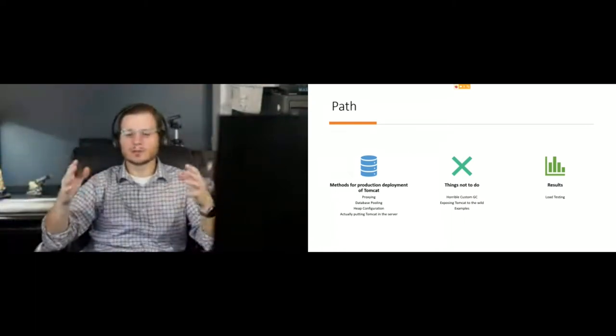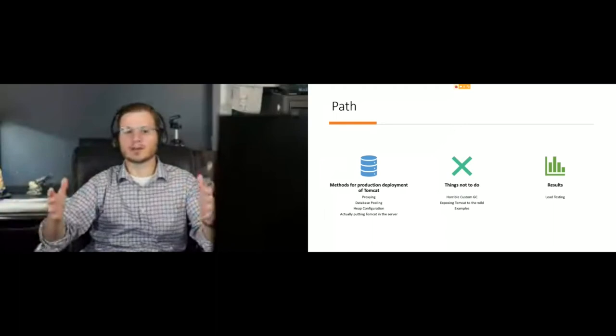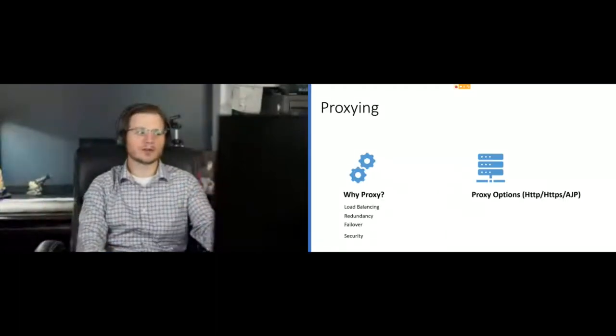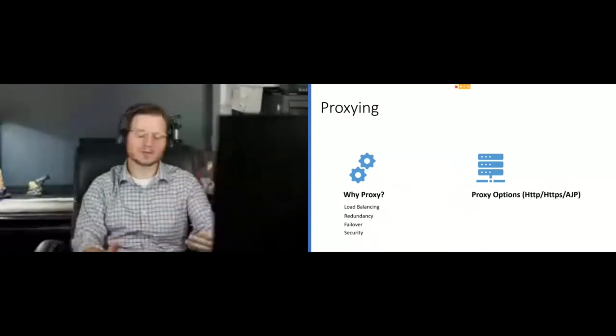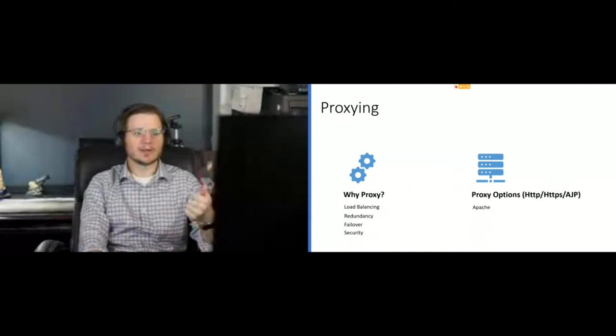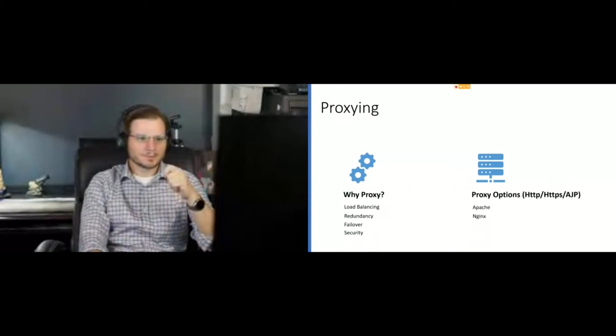Obviously, there's a huge spread of different topics that you need to talk about when you're deploying to production, but these are the ones that you concentrate on from the aspect of Tomcat, your web container, right? Your proxying, your redundancy, your high availability, failover, and more.